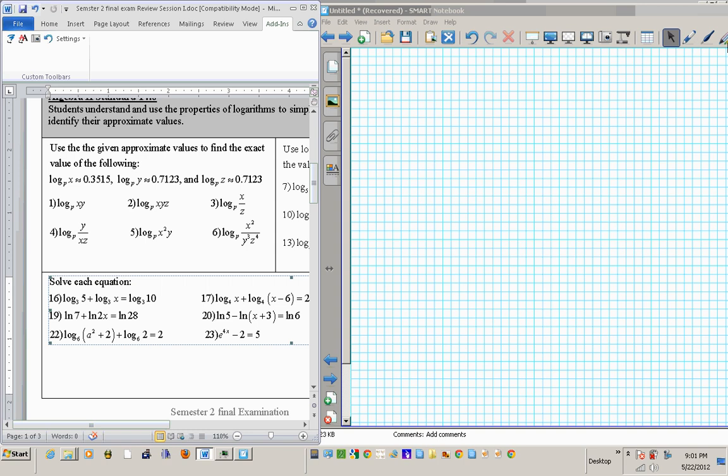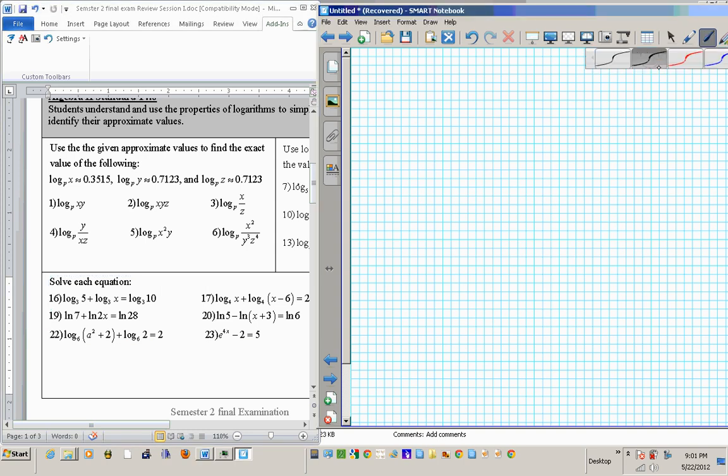So for number one, we're asked to find the value of log base p of xy. Remember, these two variables are being multiplied. Whenever you multiply, multiplication of numbers is addition in the log world, and division of numbers is basically subtraction in the log world.